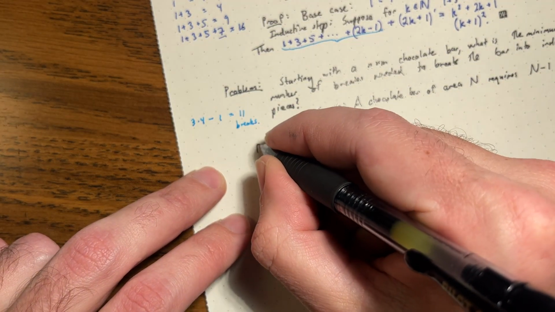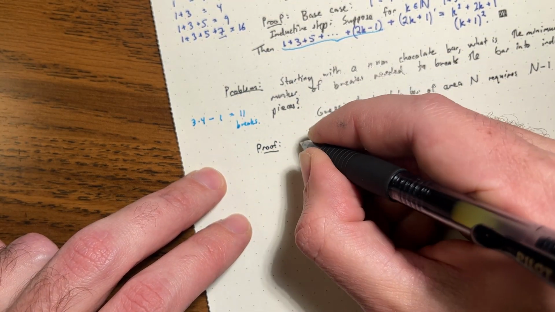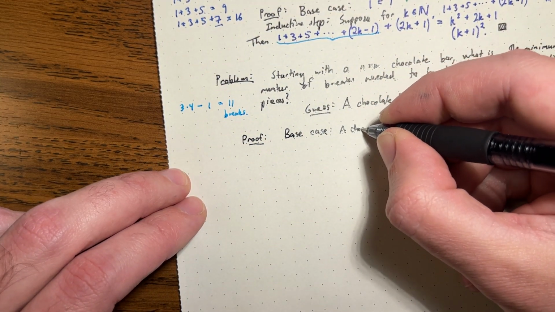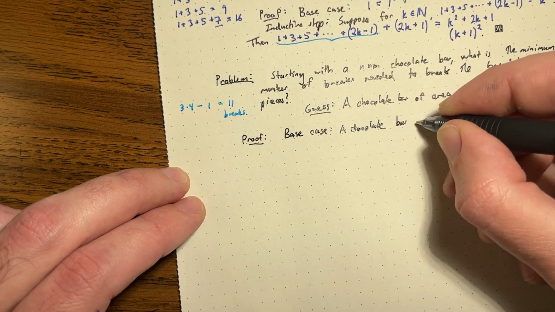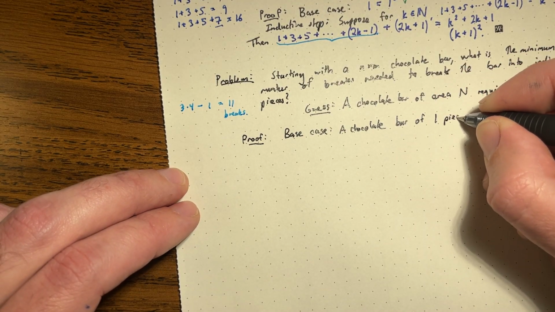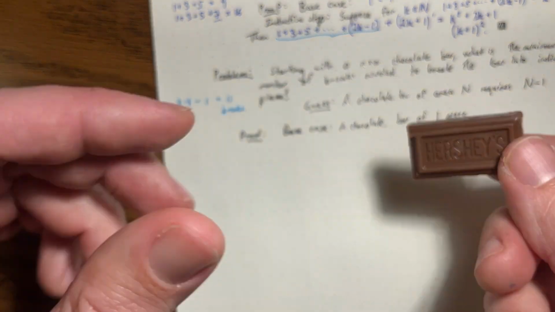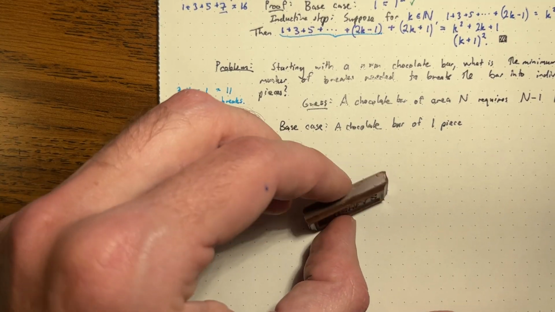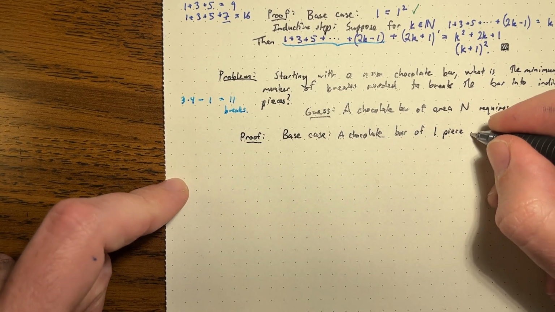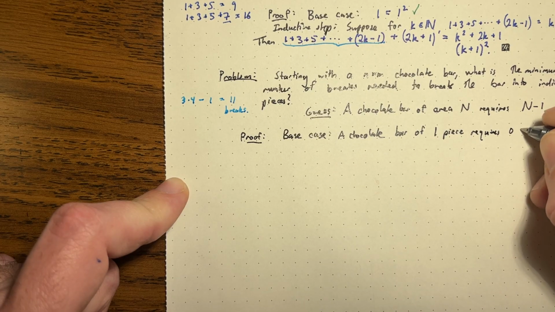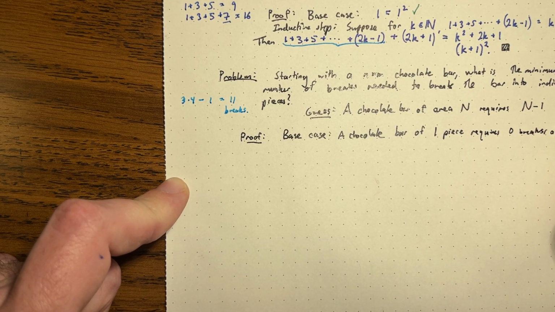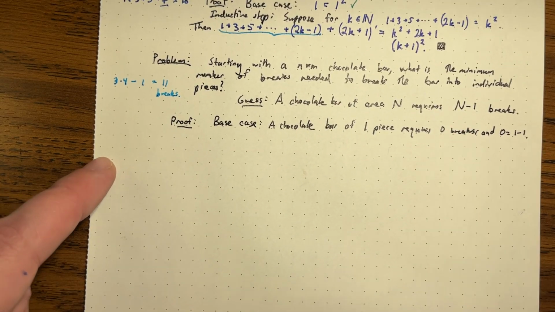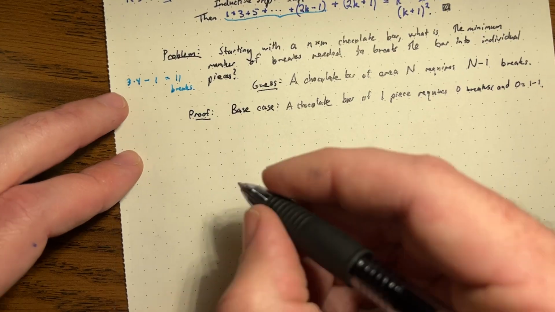So here's going to be our proof. We start with the base case. A chocolate bar of 1 piece. Here's my chocolate bar of 1 piece. How many breaks does that require to break it into individual pieces? None. There it is. Right? And it requires 0 breaks. And we should point out that 0 is 1 minus 1. Right? The formula works.